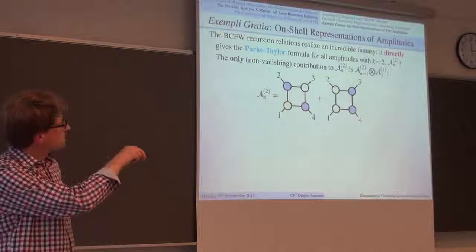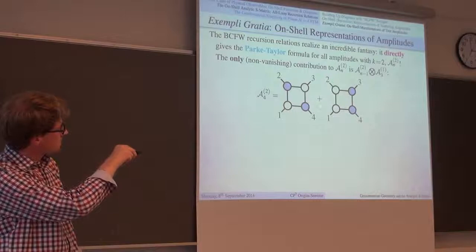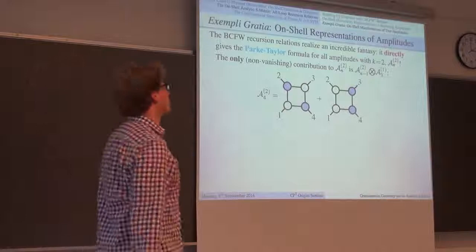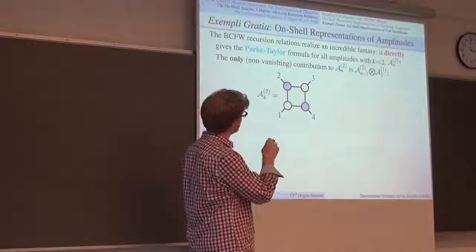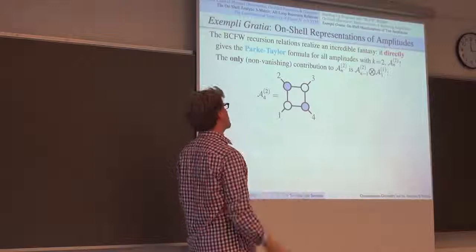Now it turns out that a white vertex on the left imposes a constraint on the external momenta. It says that the lambdas of particles 1 and 2 are proportional to each other. So for generic external kinematics, this diagram always vanishes, which means that there's always exactly one diagram that contributes to any k equals 2 amplitude. Any amplitude with total k equals 2 is just a single term: a lower amplitude bridged with the three-particle amplitude on the right-hand side.